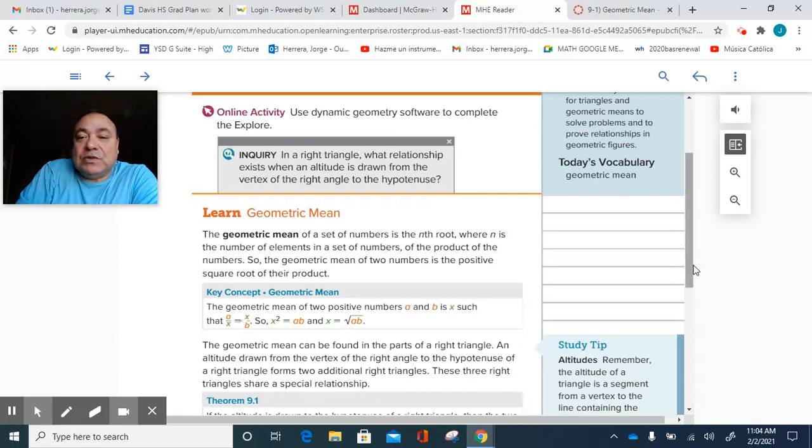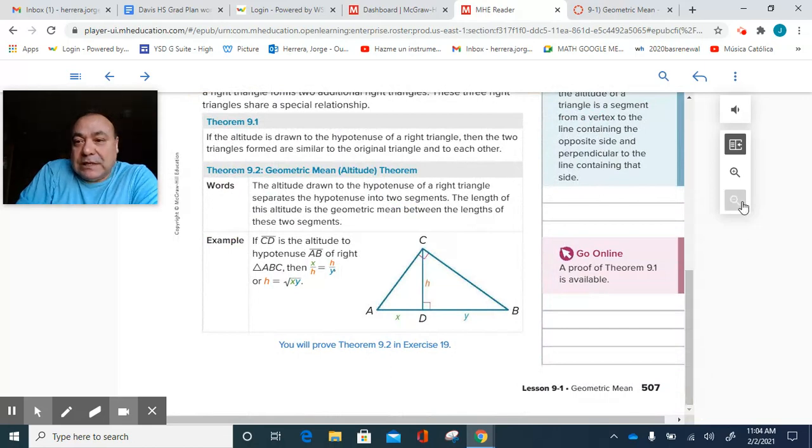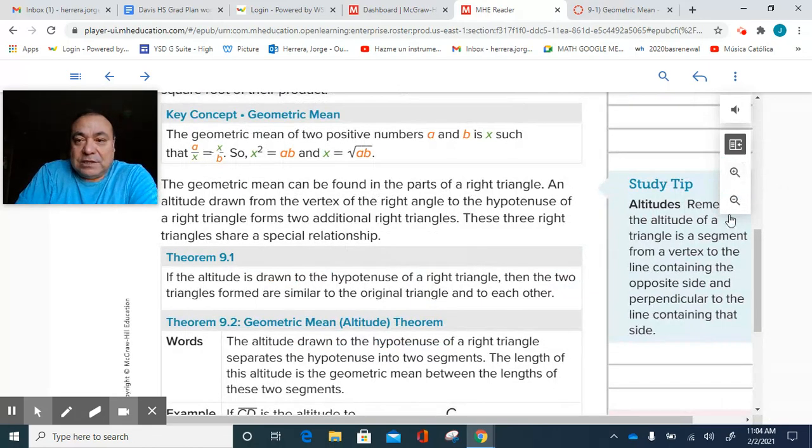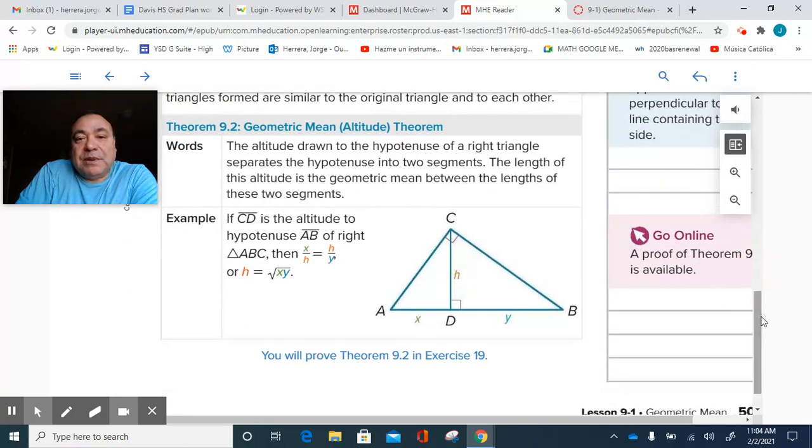Now, let me show you what that looks like. Let me see if I can enlarge that a little bit. Okay. So the geometric mean, or the altitude theorem. We have a theorem on how to do this. You have the right triangle right there, and you can spread right there to another right triangle. That way, if we know this length and that length, we can find h. If we know this length, we can also find h and y.